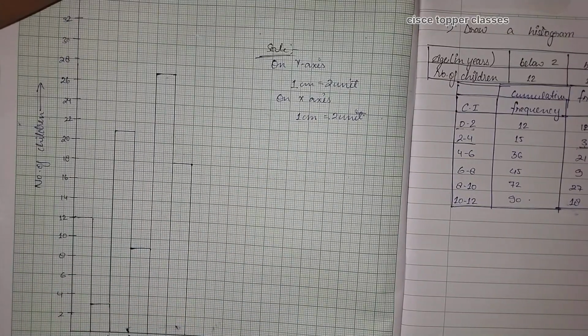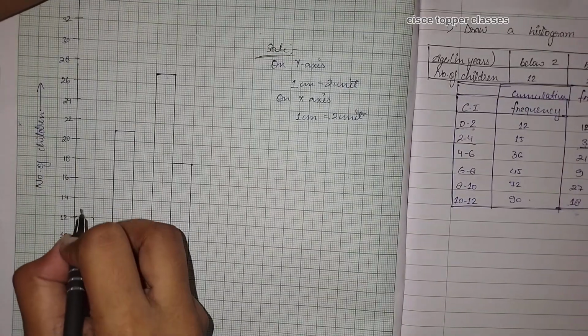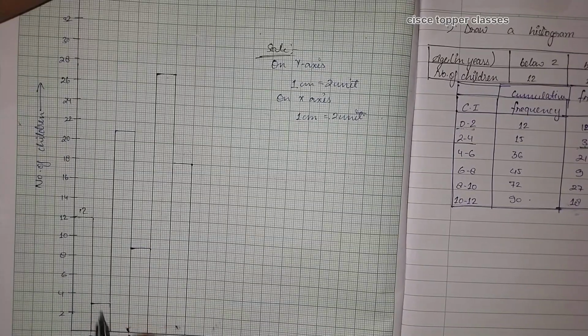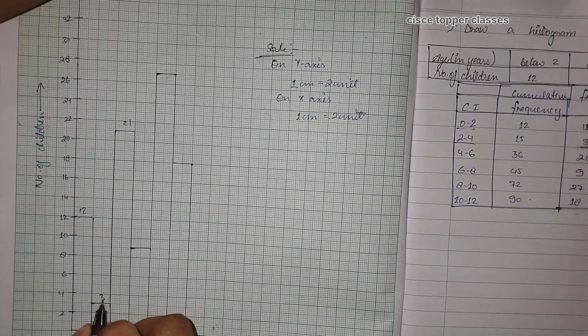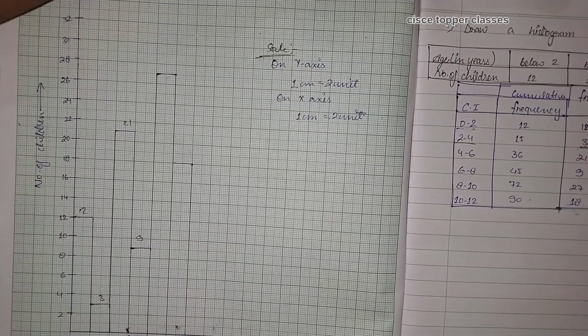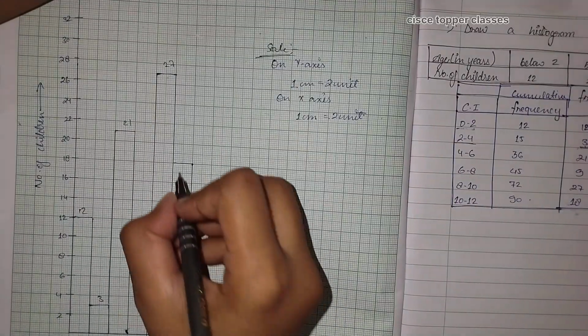Firstly, age 0 to 2 has frequency 12. So this is 12 here. After that 2 to 4 has frequency 3. So this is 3. Now 4 to 6 has frequency 21. Afterwards 6 to 8 has frequency 9. Afterwards 8 to 10 has frequency 27. Afterwards 10 to 12 will have 18.